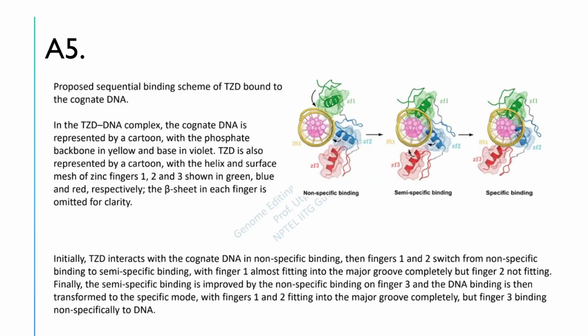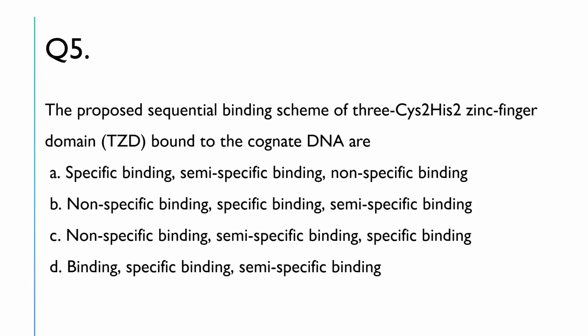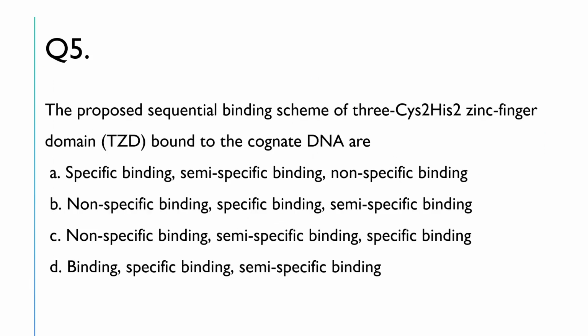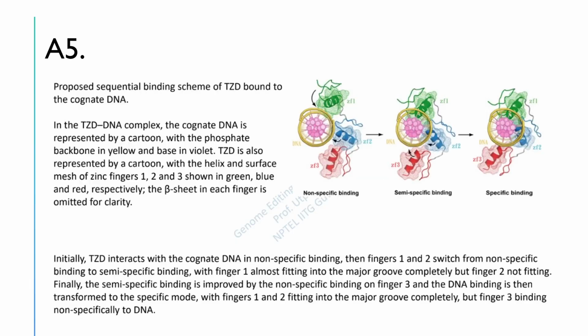This is the slide I have taken from your lecture series, which shows the sequential binding scheme of TZD, that means three Cys2His2 zinc finger domains, to cognate DNA, and it says from the slide itself that it will be non-specific binding, semi-specific binding, then specific binding.